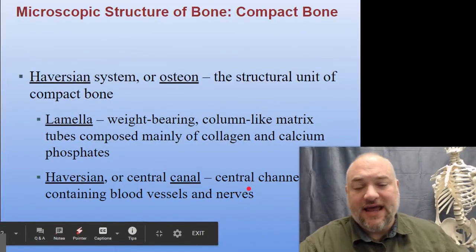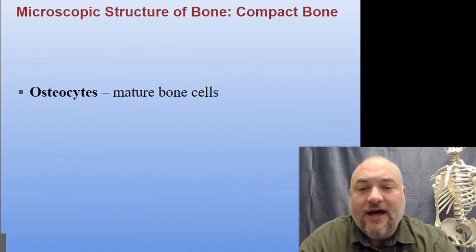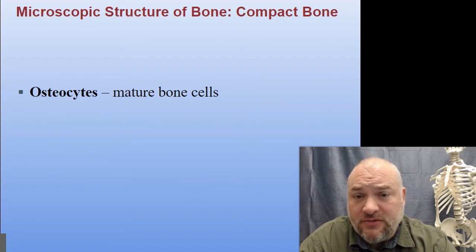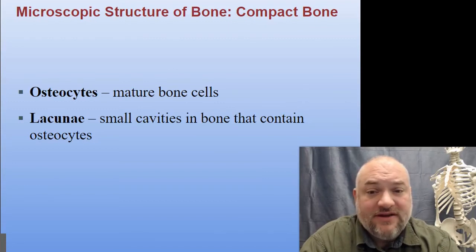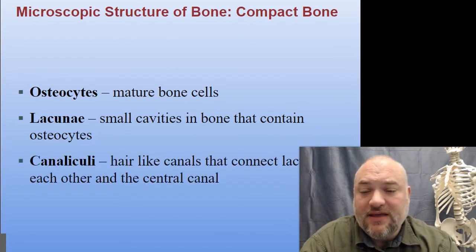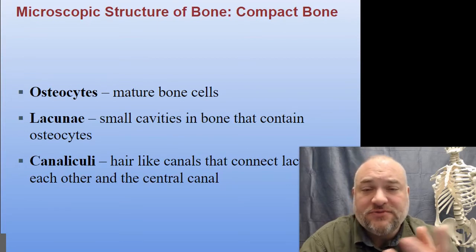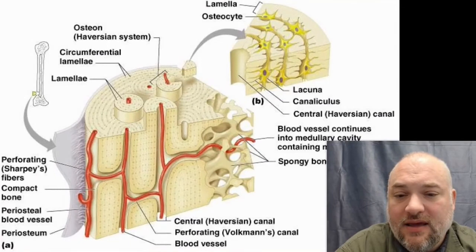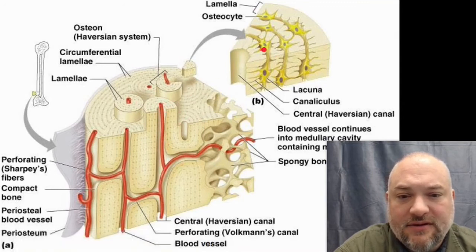The Haversian, or central canal, is the central channel that contains the blood vessels and the nerves. Osteocytes, osteo means bone, and cyte means cell, so these are the mature bone cells. Lacunae are the small cavities in which the osteocytes live. Canaliculi are little canals that connect the different lacunae to each other and the central canal, so we can get nutrients and waste products moving back and forth. So here there's an osteon, Haversian canal, the lamellae, the osteocytes sitting in the lacunae, connected by canaliculi.